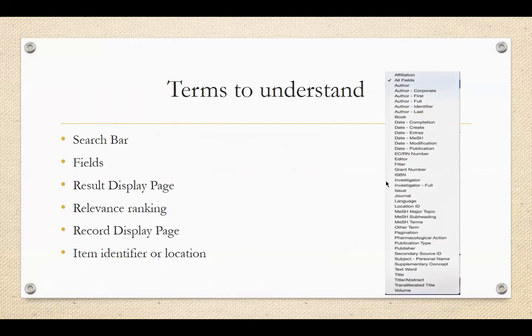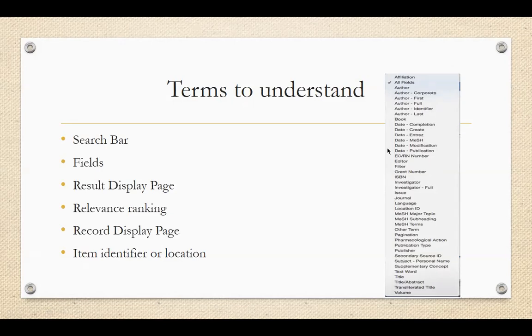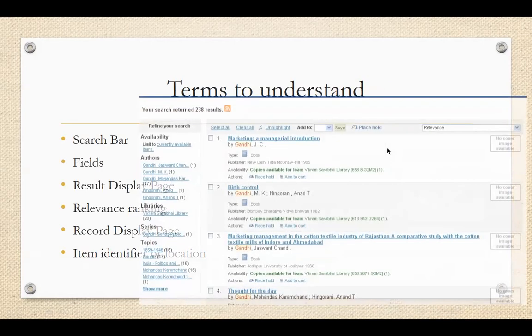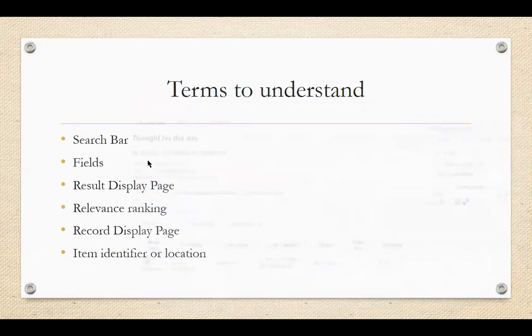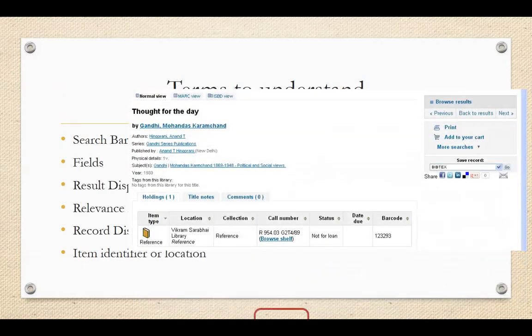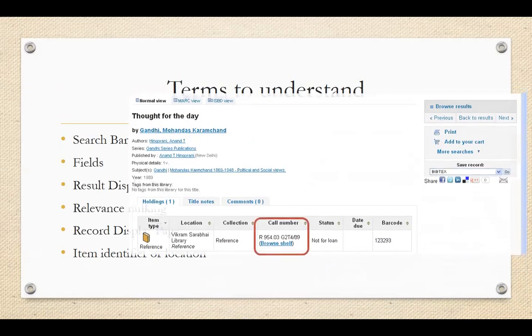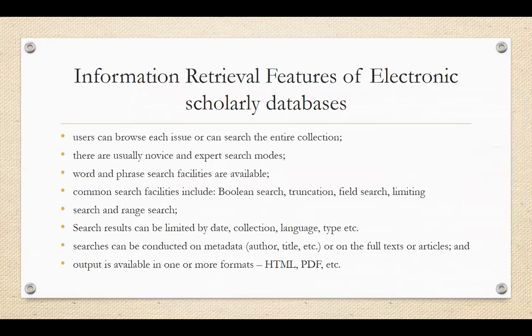So terms to understand, we have already discussed: what is the search bar, what are fields. Field is a particular way we store data in the databases, by which we use some characteristics to retrieve information from the database. Then we have the result display pages where the results are displayed. This we have discussed in the previous classes also. Then relevance ranking and the record display page. This is the record display page, and some item identifier will be there. These portions we had already discussed in previous classes.